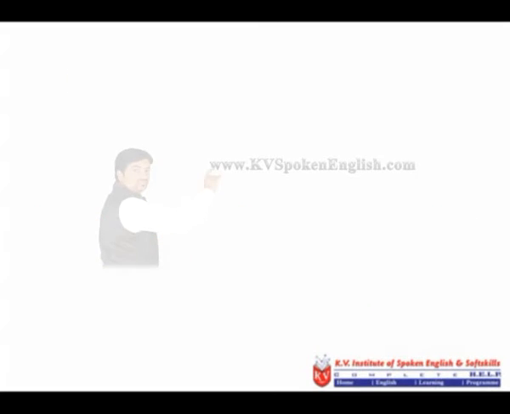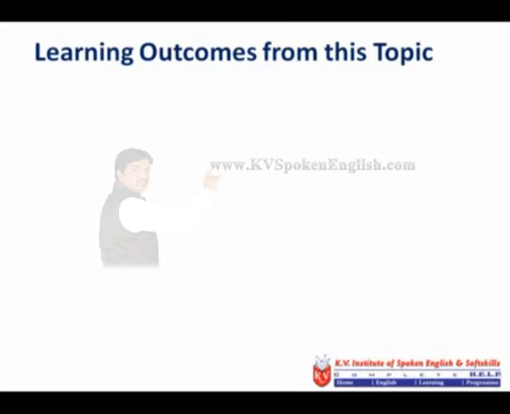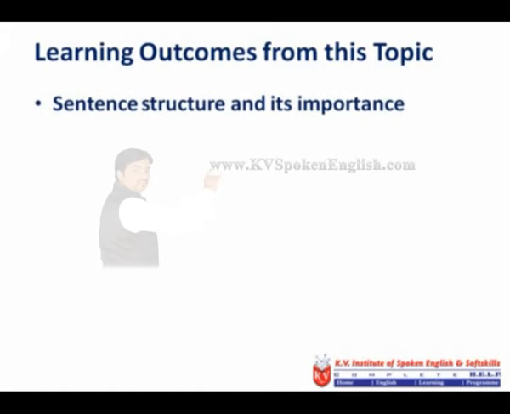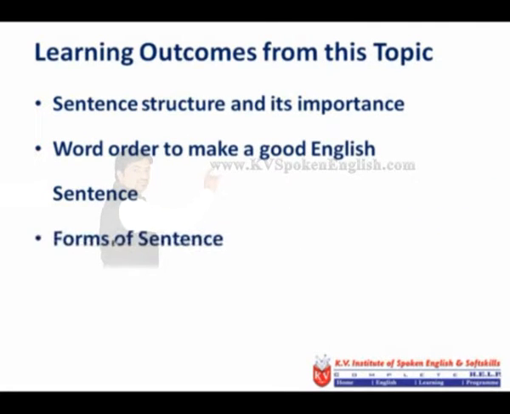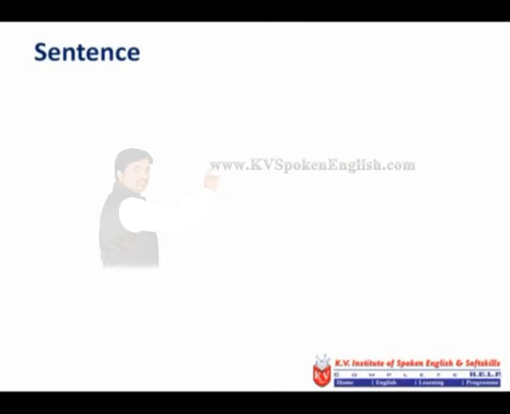Advanced English. Our first topic would be sentence structure. Learning outcomes from this topic: sentence structure and its importance, word order to make a good English sentence, forms of sentence, and types of sentence. Now, let us know what is a sentence. A sentence is a group of words with a subject and a predicate. When a subject and a predicate express a complete thought, it is called a sentence.